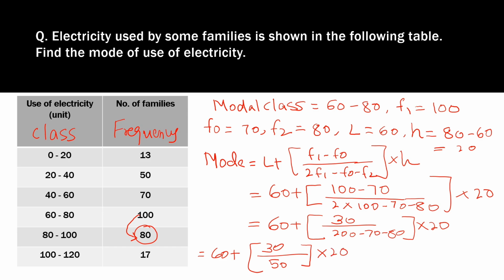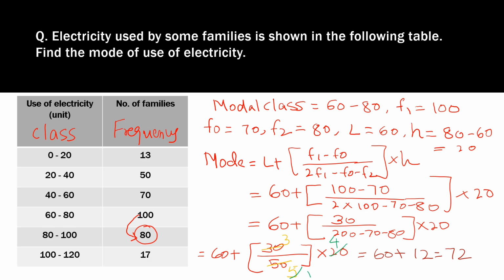Okay, now we'll go for the cancellation. You can cancel this 50 and 30. It will go by 10: 10 threes are 30 and 10 fives are 50. And now you can cancel this 5 and 20: 5 ones are 5 and 5 fours are 20. So what will we get here? 60 plus 3 into 4, that is 12. And 60 plus 12 is 72.